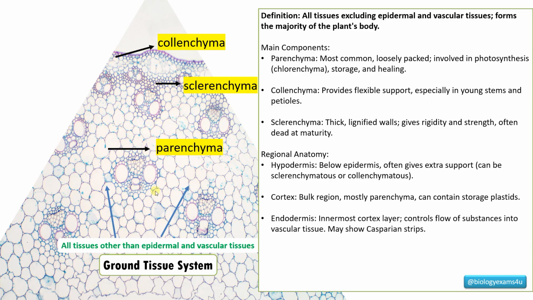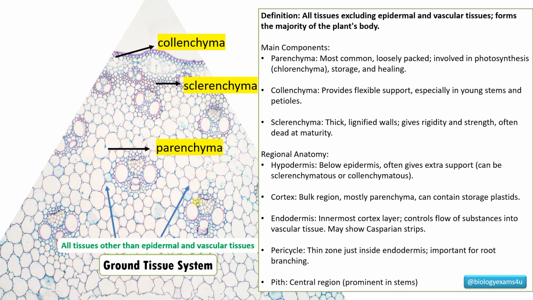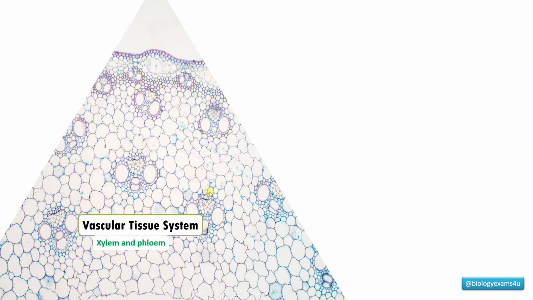Function is storage. Then endodermis, the innermost cortical layer in the case of dicot stem, controls flow of substances into vascular tissues. There may be Casparian strips. Then pericycle, there is a thin zone just inside endodermis that is important for root formation or root branching. In the case of stem, there is a central pith, a prominent region that is made up of parenchymatous cells present in stems. The third type of tissue is a vascular tissue system, which is xylem and phloem.